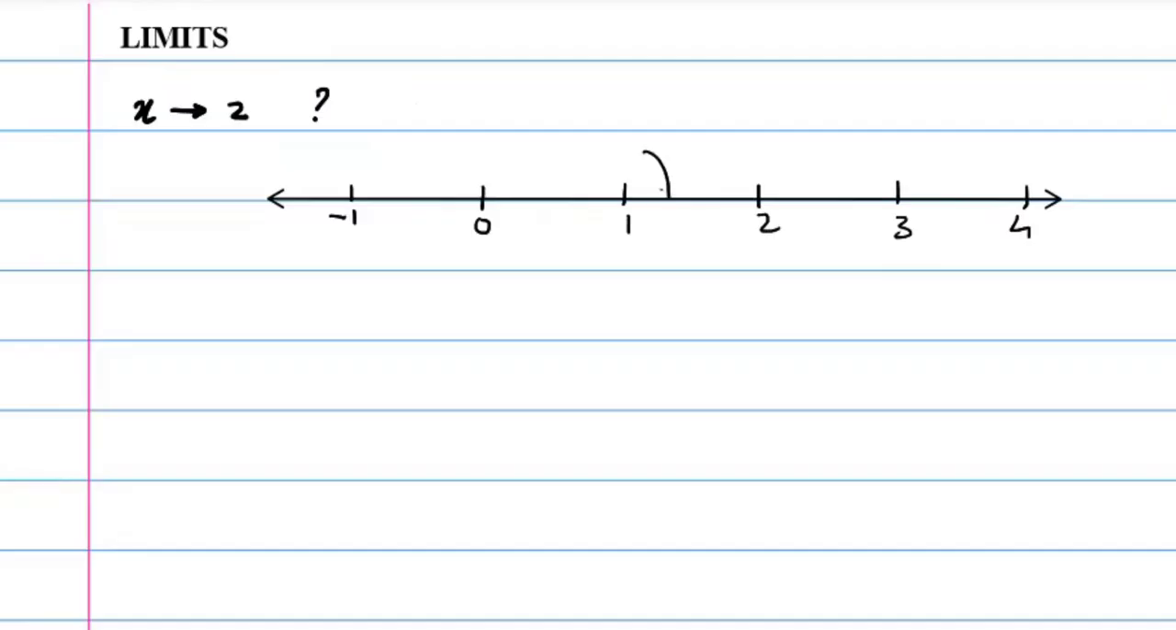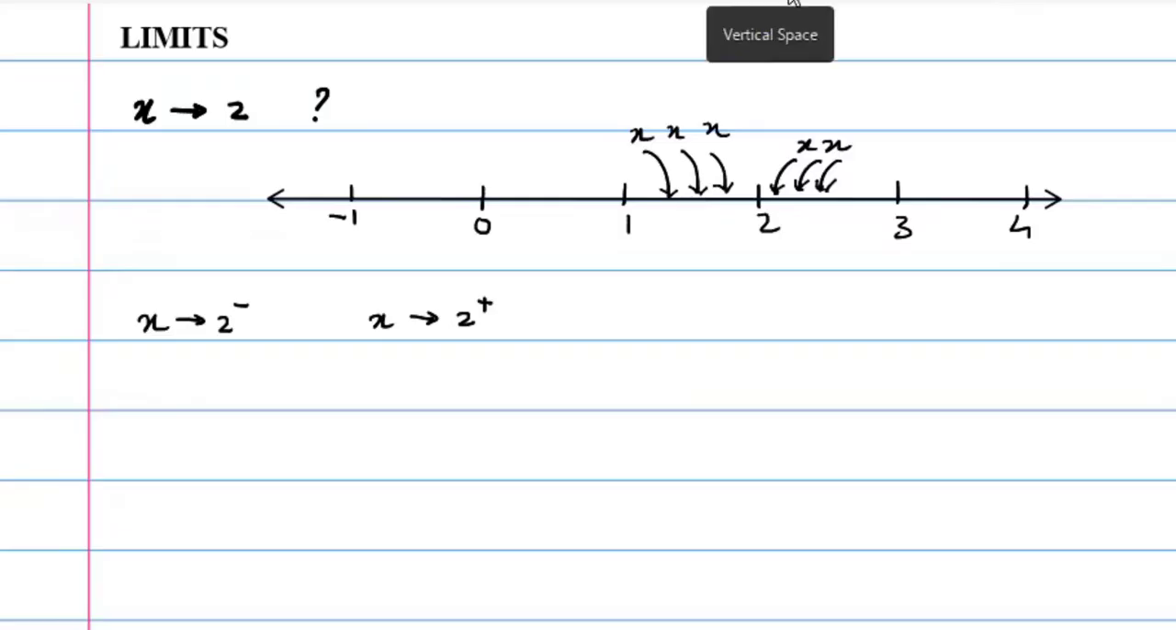So if the x values are somewhere here, okay, so this is the value that x is taking, and it is coming very, very close to 2. Okay, so we will say that x is approaching 2 from the left side, and that is given by a slight negative on top of it. It is also possible that x is approaching 2 from the right side. So these are the values that x is taking. Now that is indicated by x tends to 2 plus. It is approaching 2 from the right side.